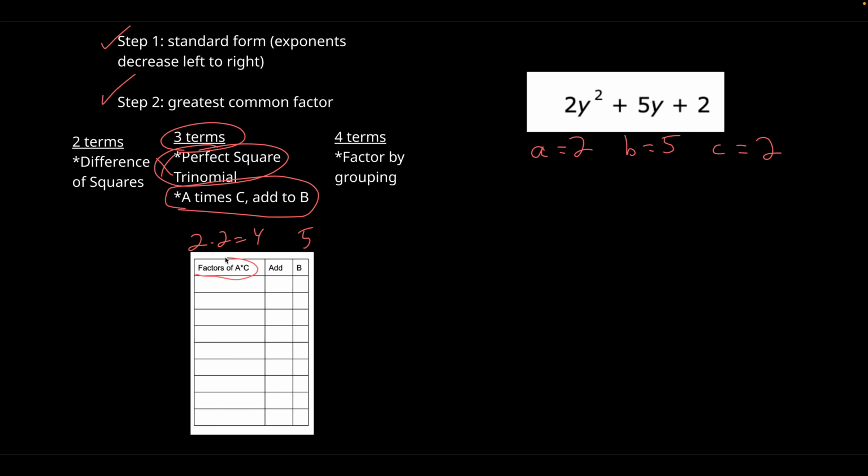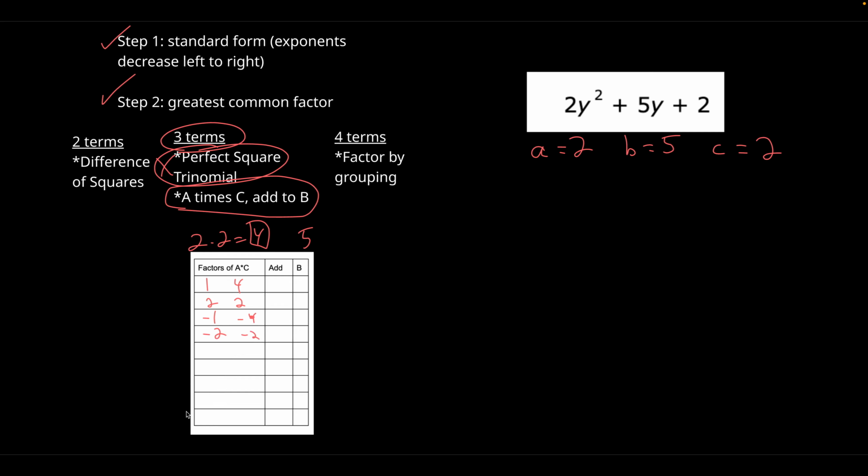Notice it says factors of a times c. So what times what will give me 4? Well, 1 and 4 and 2 and 2. But for this lesson, you also need to keep in mind negatives. So negative 1 and negative 4 would also multiply to give me positive 4, and negative 2 and negative 2.